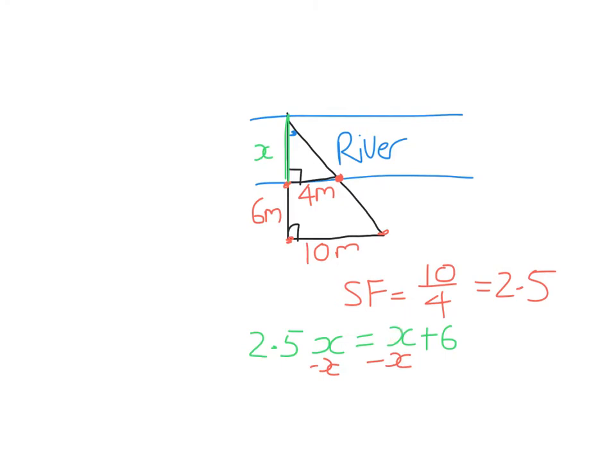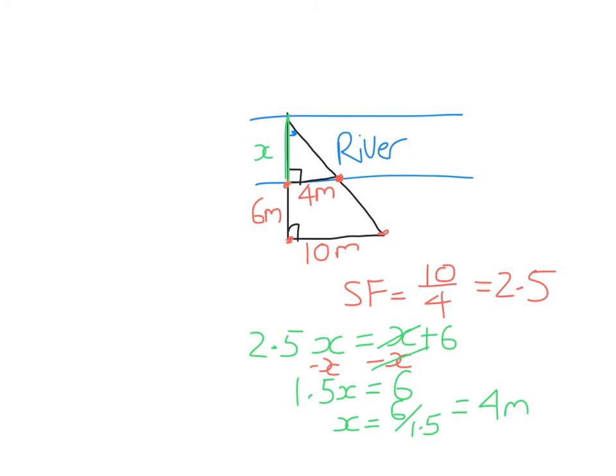This has a 2.5. I subtract x from both sides. So 2.5x minus x gives me 1.5x, and that equals 6. x and minus x cancel each other out. So now to find x, instead of multiplying by 1.5, I just divide it by 1.5 and I get the answer 4. So the width of the river is 4 meters, which we figured out using similar triangles.